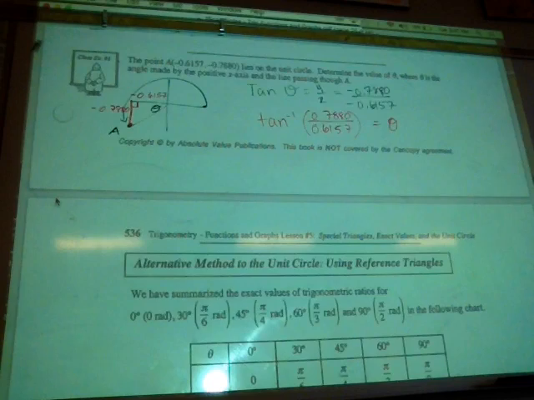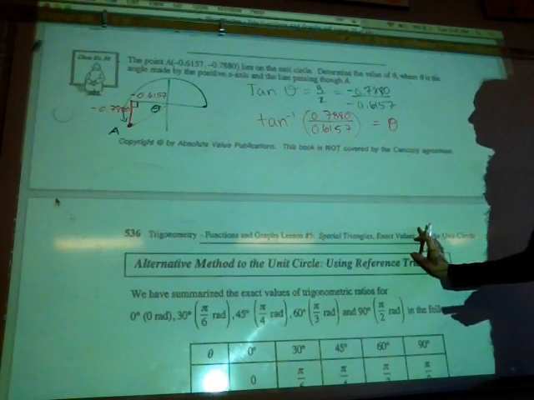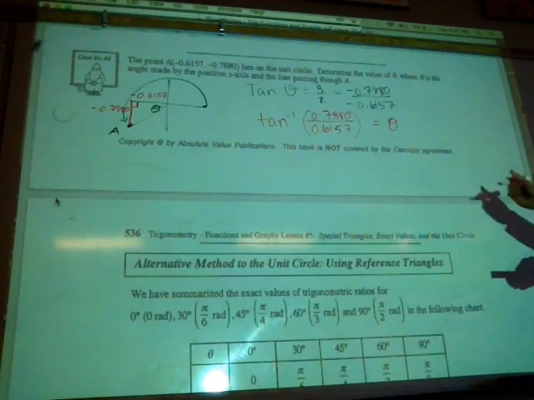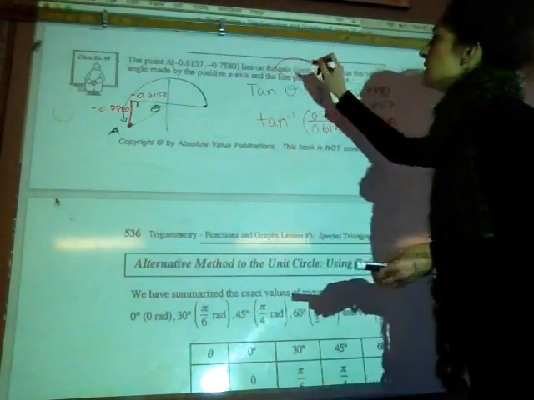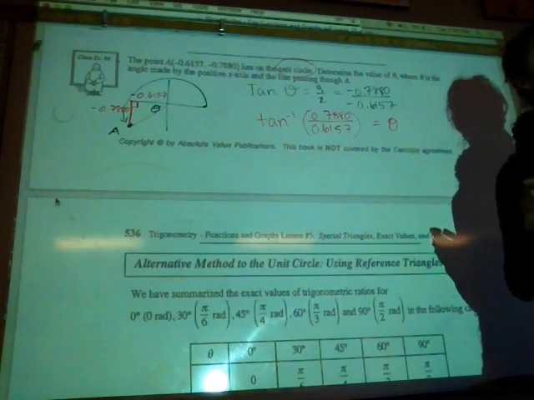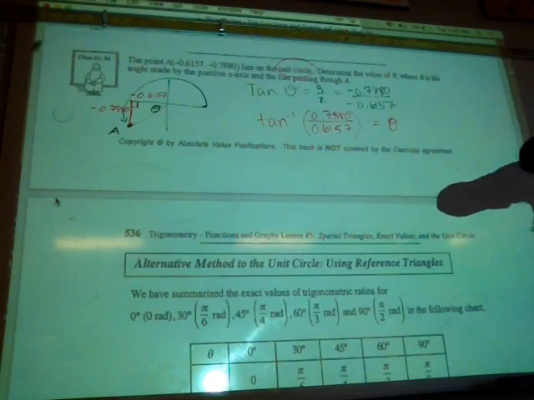Could you also just do cosine? Because you know cosine is x. I got the same answer. I guess it lies on the unit circle, so yeah, you could do that. You could do sine as well. Okay, so if you guys didn't hear that, well, first of all, let's just get this angle, and then I'll talk about what Ryan just said.